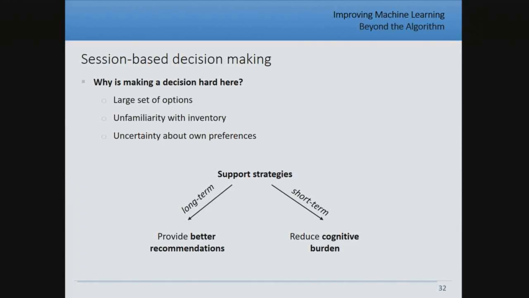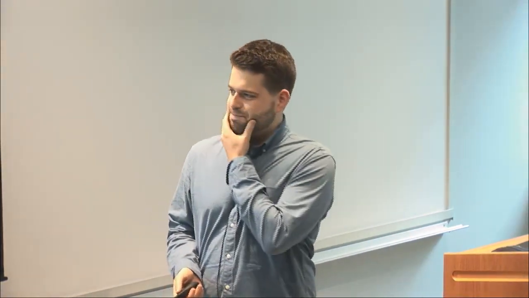But in general, making a decision is hard here. Why is that? Well, there's a large set of options. You are probably not familiar with all the inventory, like what are the options out there. And you're also often uncertain about your own preferences. Did you have pizza yesterday? Are you going to go out for Chinese tomorrow? So it takes a lot of thinking.